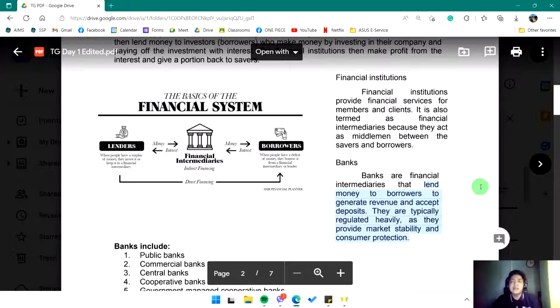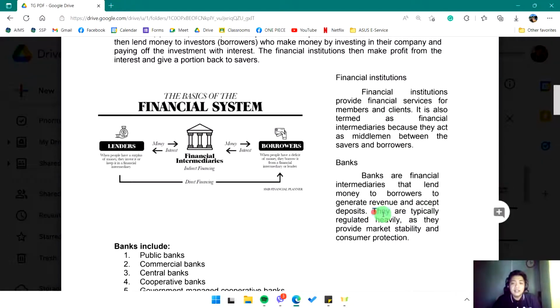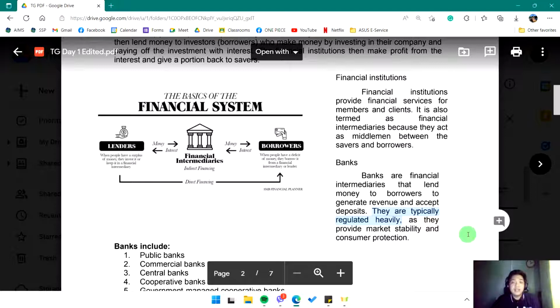So it is curious. Why are the banks here in the Philippines owned by private institutions? And why are there only a few, or perhaps only one government bank that I know of? And if so, who supervises them? How are they regulated? If here in this definition it says that they are typically regulated heavily since they provide market stability and consumer protection.